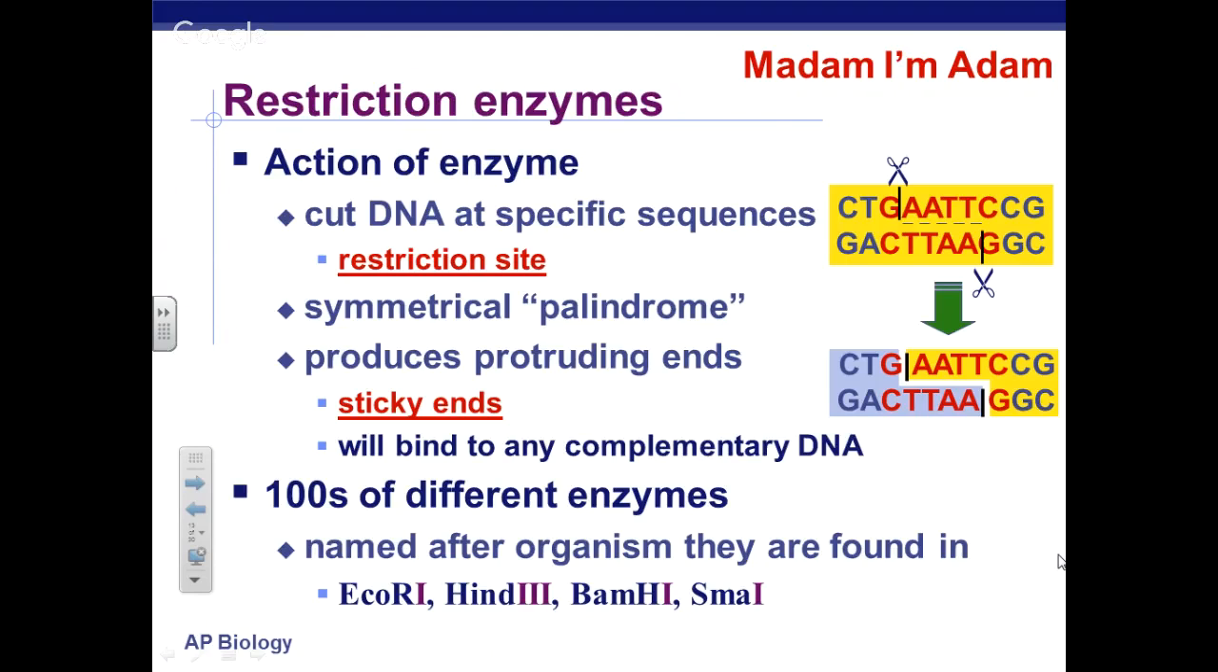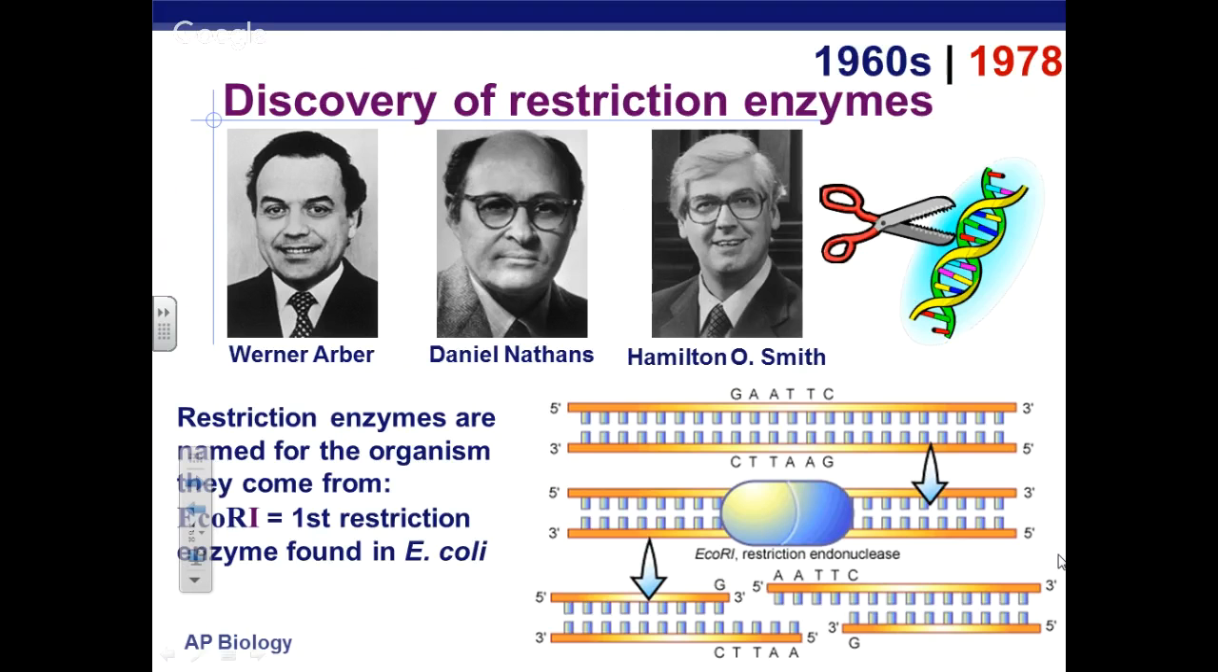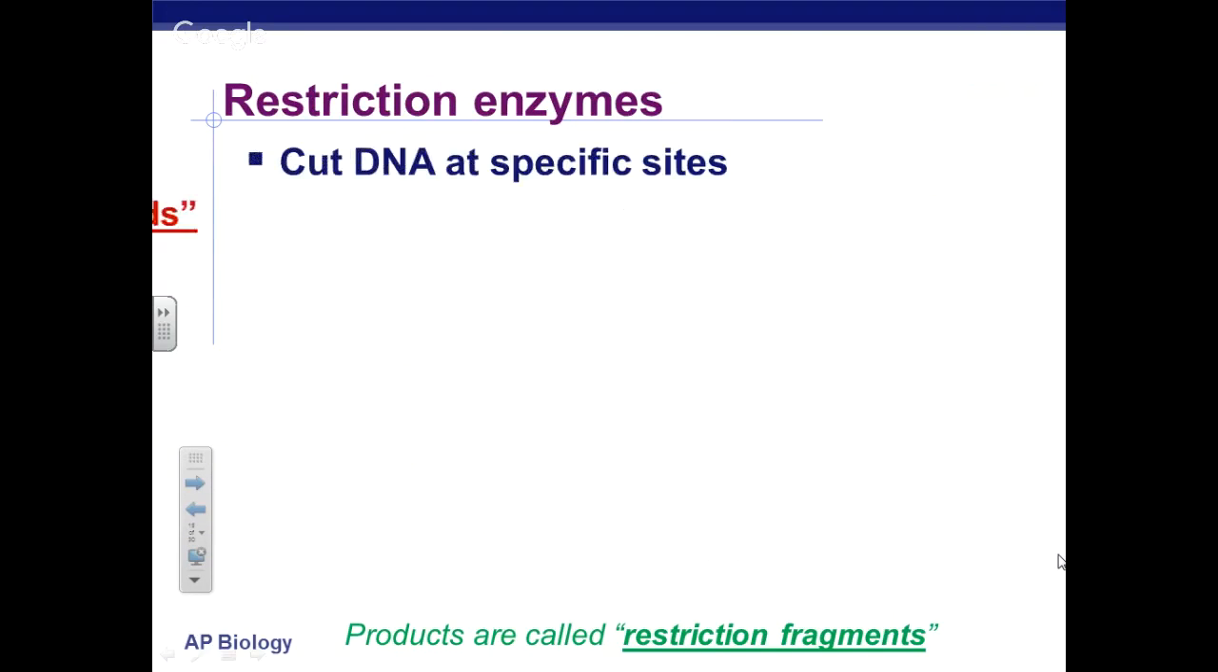So anyways, there's lots of them. Some of the most common are EcoRI, HindIII, BamHI, SmaI. Sorry, there's lots. Anyway, these are the guys that found them first. The first one, EcoRI, restriction site GAATTC. You don't have to know that.